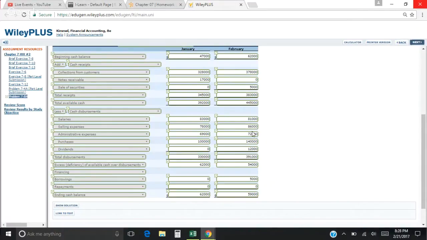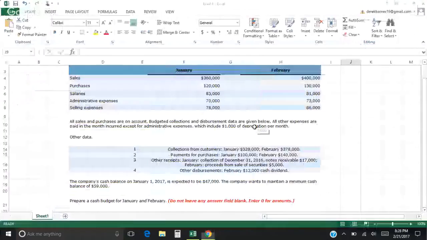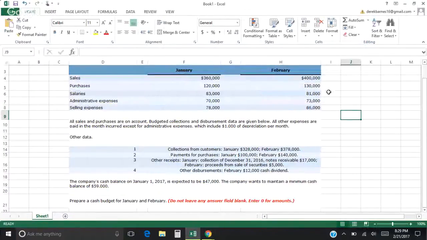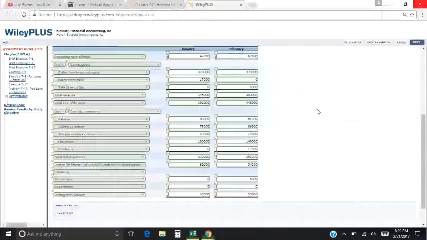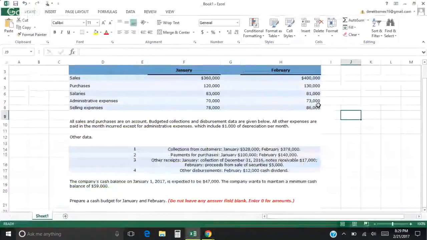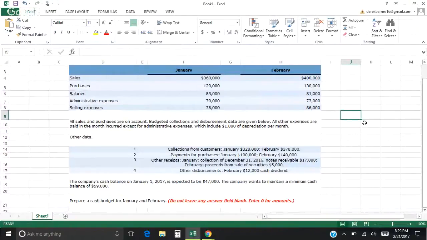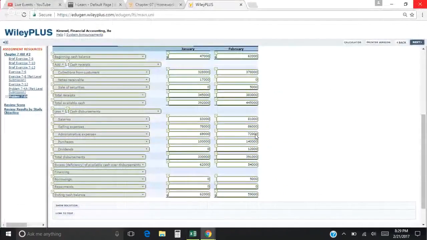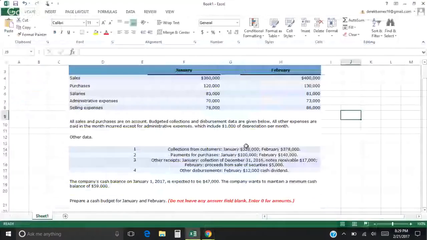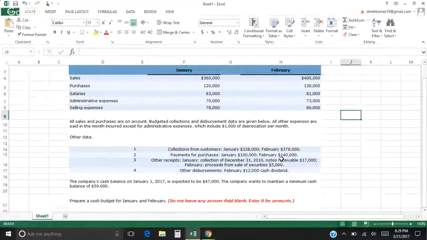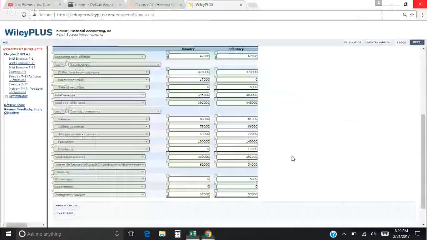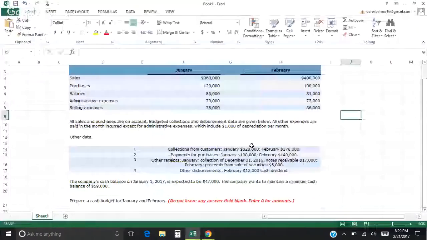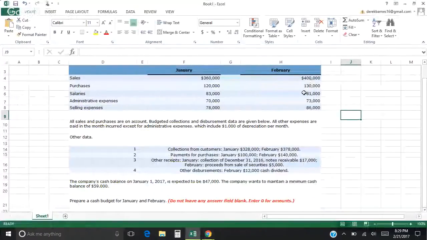Now you get your disbursement section. Salaries expense comes from above, up here, $81,000. You got your selling expense of $86,000. Now you got your administrative expenses, $73,000, minus, again, the $1,000 depreciation on a monthly basis, $72,000 there. Purchases, get that from the other data. In February, we paid out $140,000 of payments for purchases. It has nothing to do with the $400,000 or the $130,000.